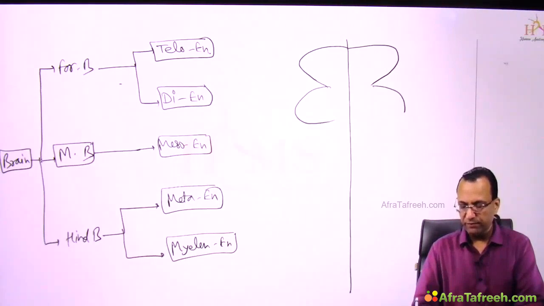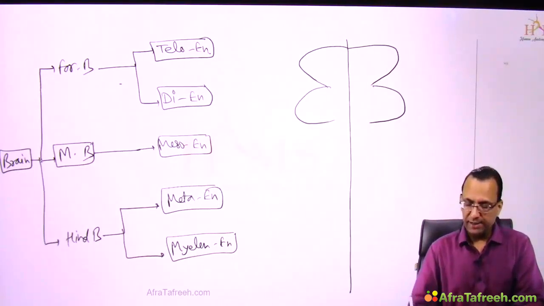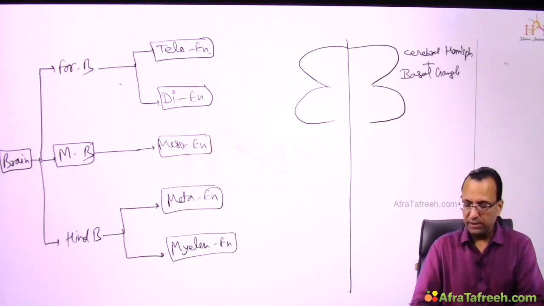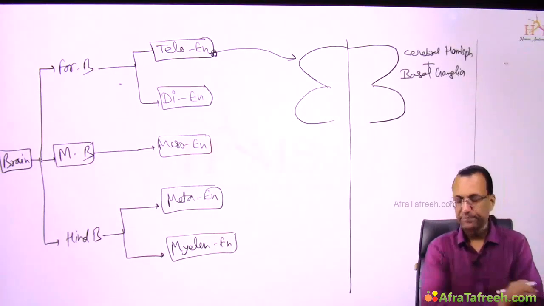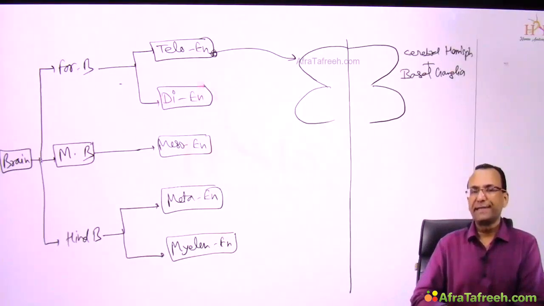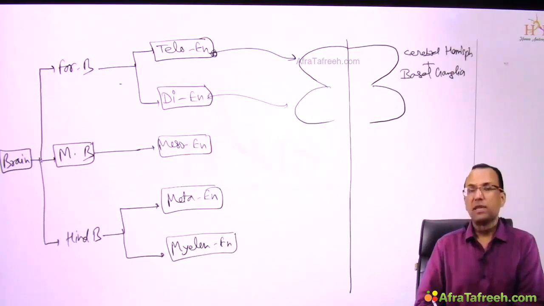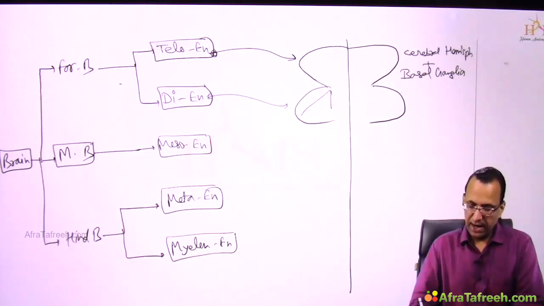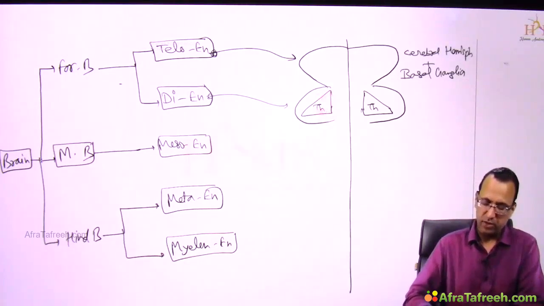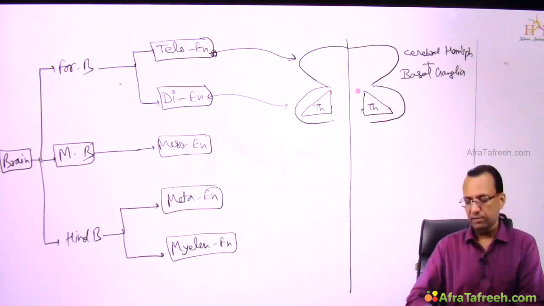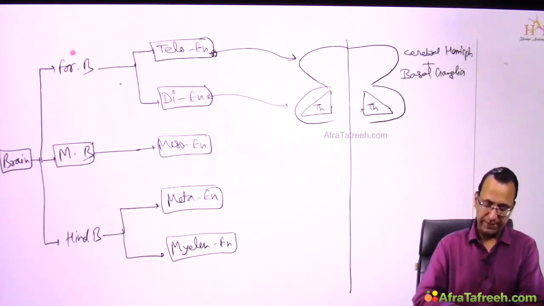If you say this is the forebrain, which part of the forebrain are you talking about? When you say cerebral hemisphere and the basal ganglia, that is the telencephalon part of the brain. Then what is the diencephalon? Diencephalon is here. That is the thalamus, and not only thalamus but any related thalamus. You have one thalamus on the right side, one on the left side, and the thalamus region, or maybe epithalamus, metathalamus, subthalamus, whatever thalamus, is the diencephalon, part of the forebrain.